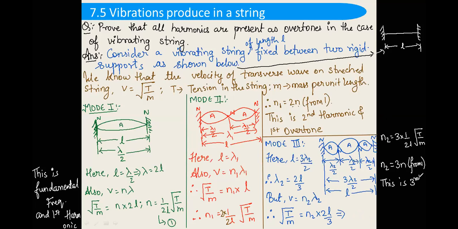So this will be called the third harmonic. And this number indicates the overtone, the second overtone. It is the third harmonic, or second overtone. I hope you understood this derivation. In case you have any doubt, please let me know. If there is no doubt, you can take a screenshot.